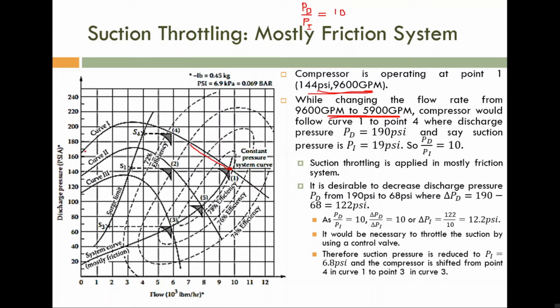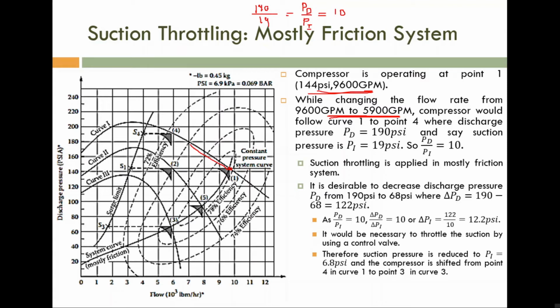But I told you, corresponding to curve 1, suction pressure is constant. So this denominator is constant throughout. Corresponding to this flow rate, the discharge pressure is 190 psi, which means the suction pressure is 19 psi, and that is constant throughout this curve. So as the compressor ratio is 10, the discharge pressure is increased to 190 psi.